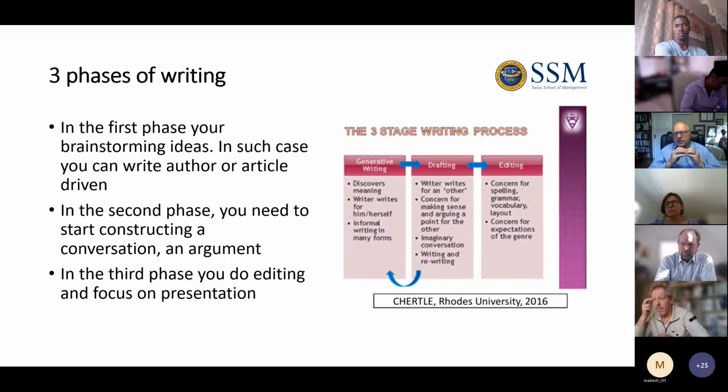Some of the writers I've consulted talk about how you must imagine it almost like a talk show, where you have different speakers talking and you put them in a conversation with one another. Then you can input your conclusions, your opinions, in order to create an argument. And then right at the end, the third phase is the editing phase, where you've got the concern for spelling, grammar, vocabulary, the technical editing, and also concerns for expectations of the genre. But I think these three different phases are very important.